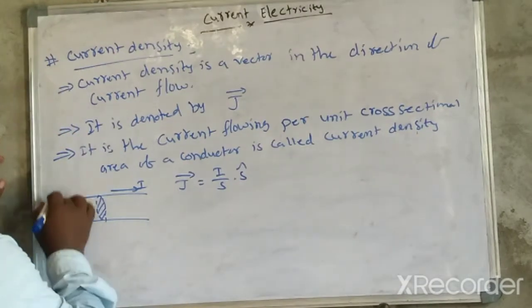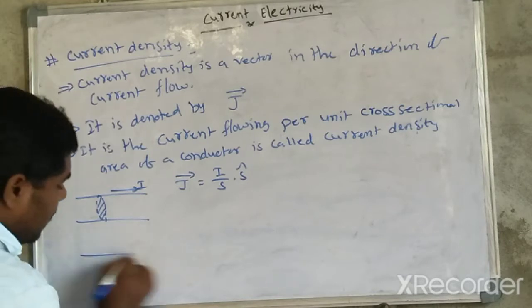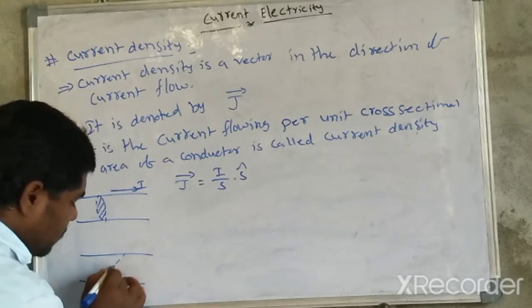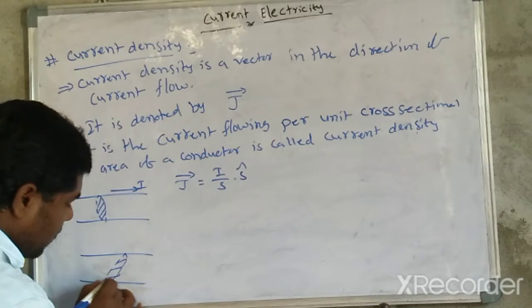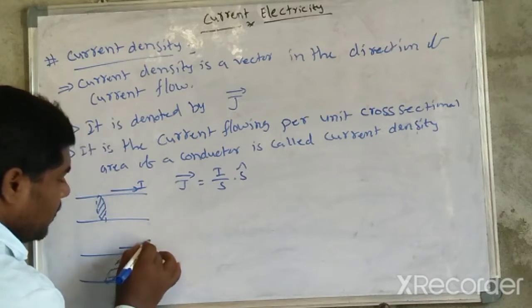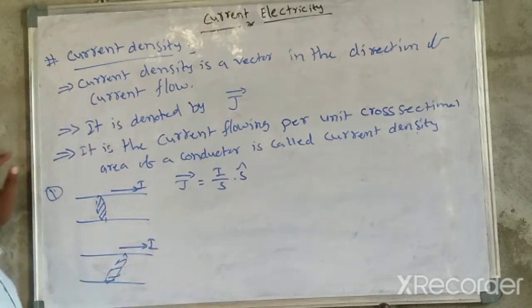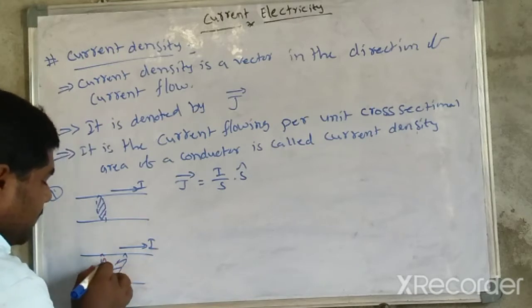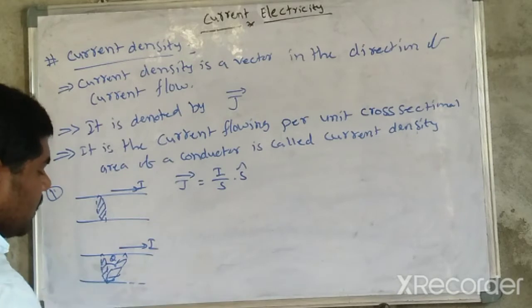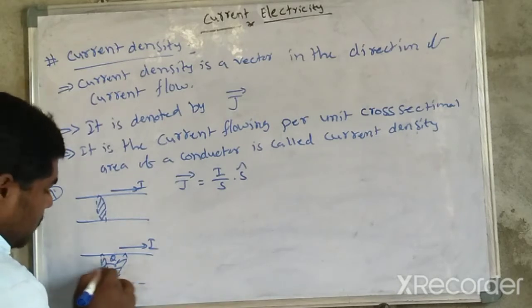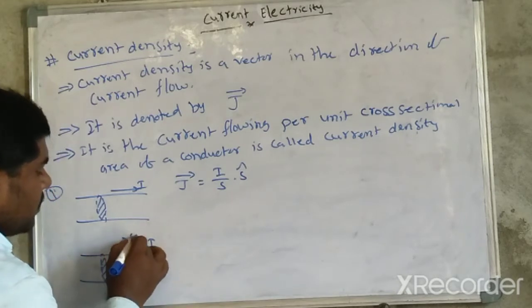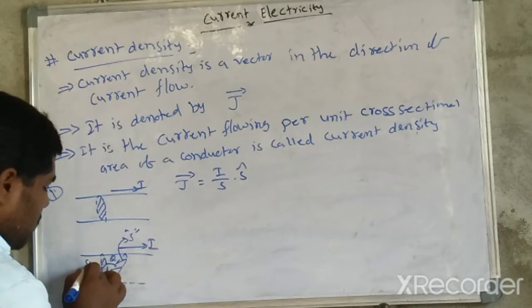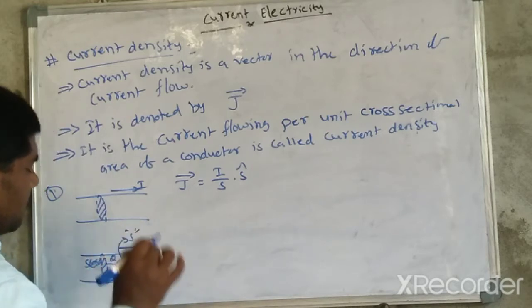So this is the first case. In the second case, for example, the cross sectional area makes some angle theta with the direction of the current flow. So you may first draw the perpendicular to the area here, at angle theta. Then this area I would like to consider as S, so the effective area is S cos theta.